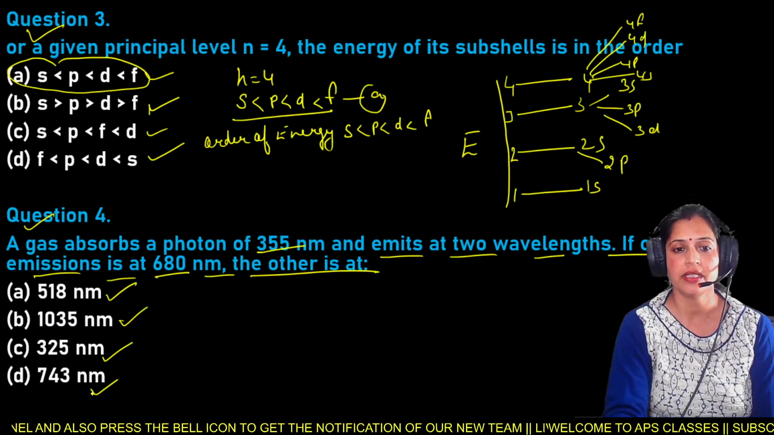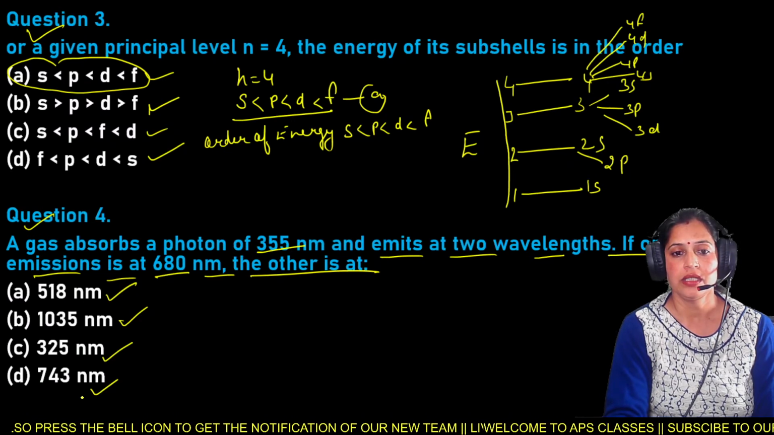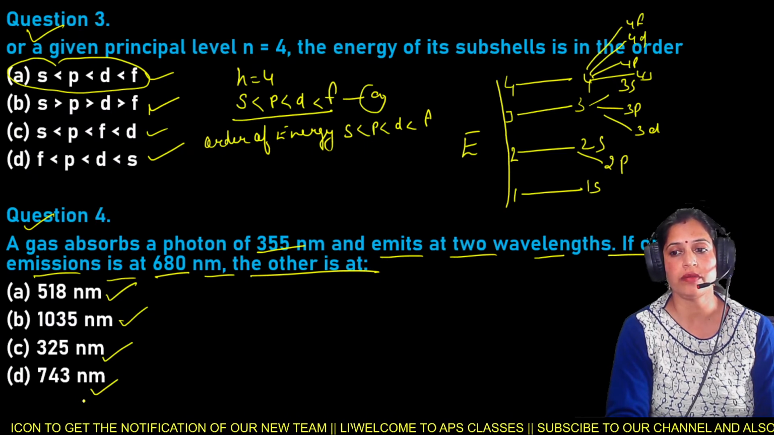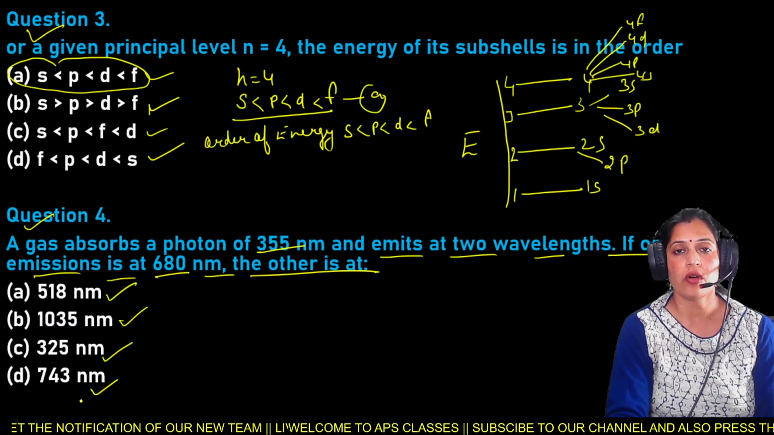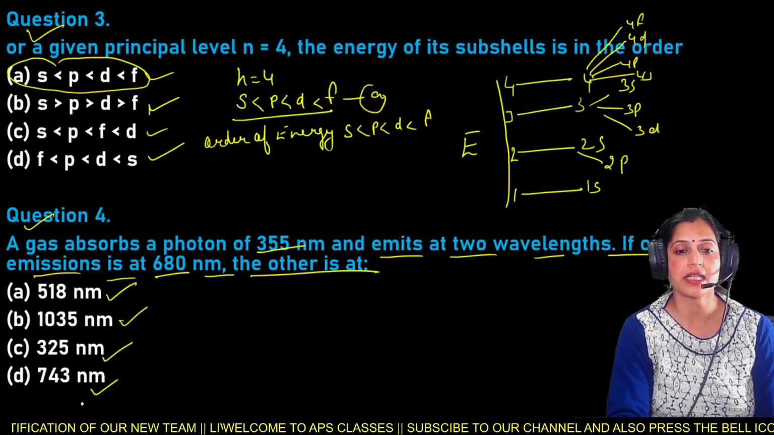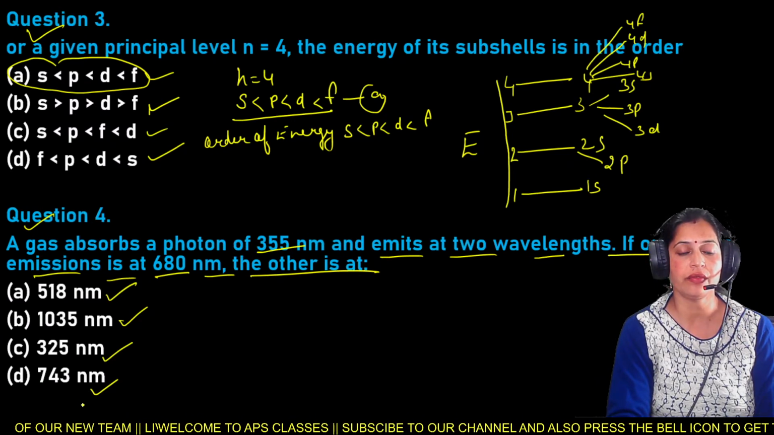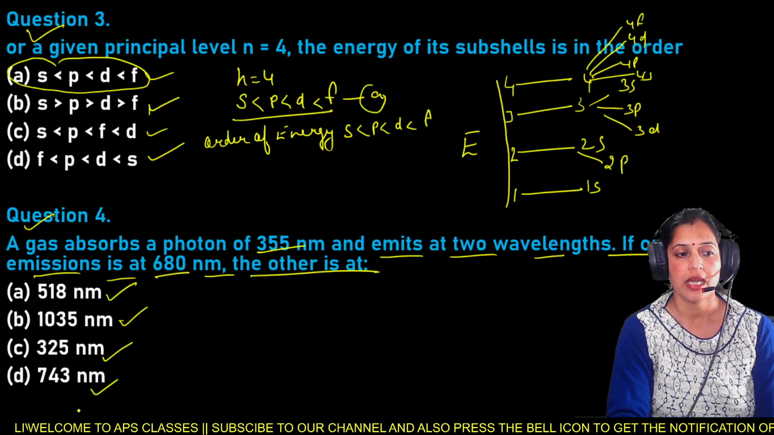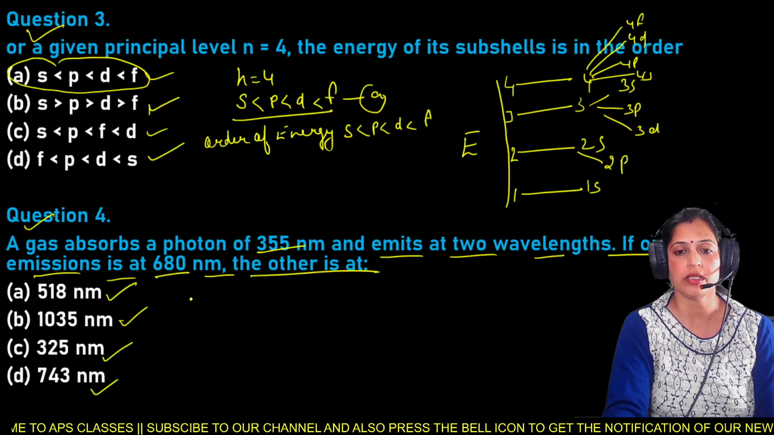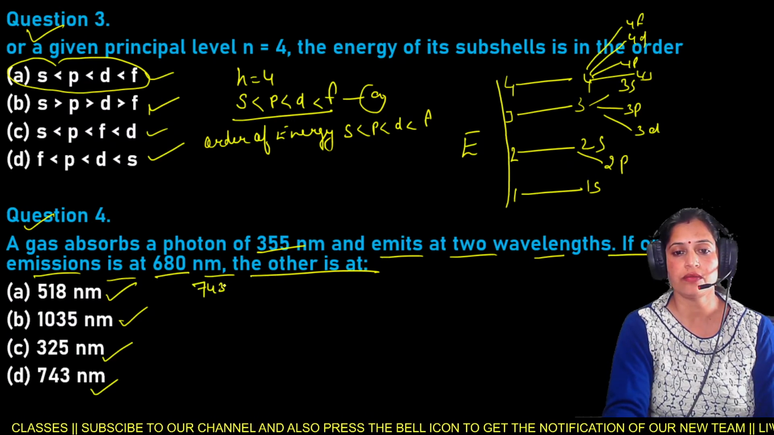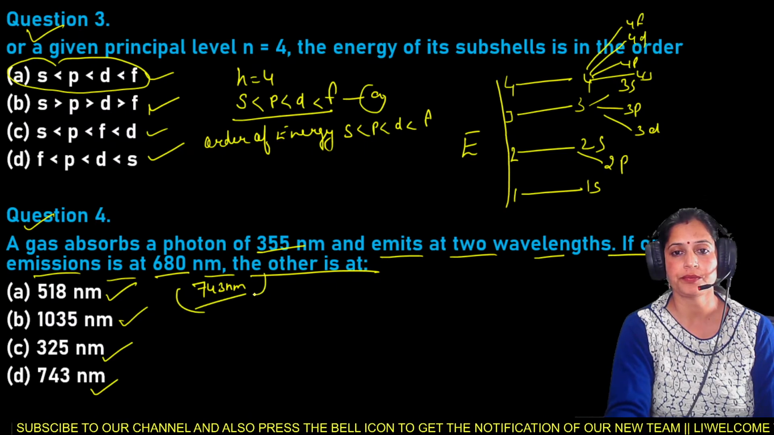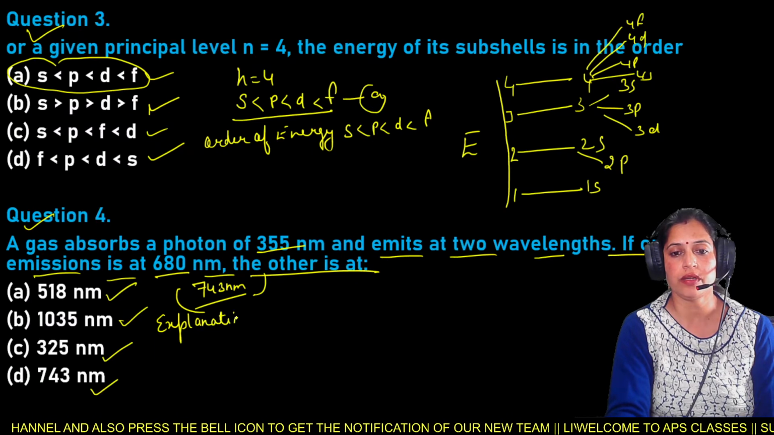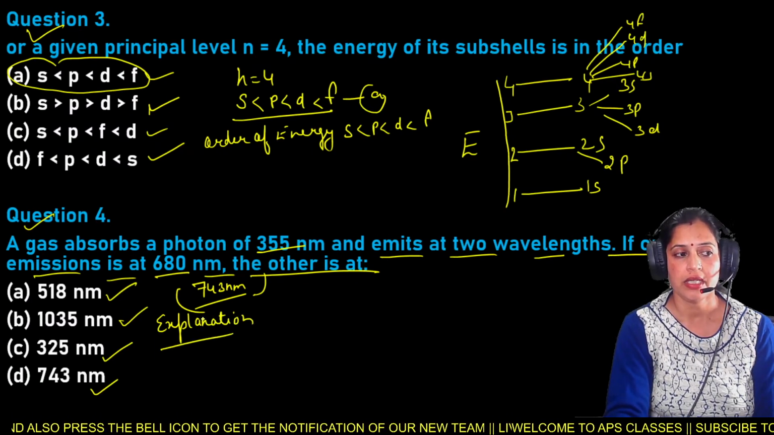So if a gas absorbs a photon of 355 nanometer and emits two wavelengths, and one of the emissions is at 680 nanometer, then the other is either 550 nanometer, 1035 nanometer, 325 nanometer, or 743 nanometer. So the other wavelength is 743 nanometer.